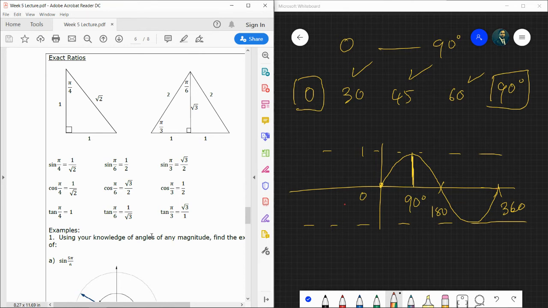How do you do cos? Cos is nothing but move this graph, or shift it, 90 degrees to the left, and you have your cos. So cos would be something like this. So cos 0 should be 1 and cos 90 should be 0. And that covers your 0 and 90 for cos.